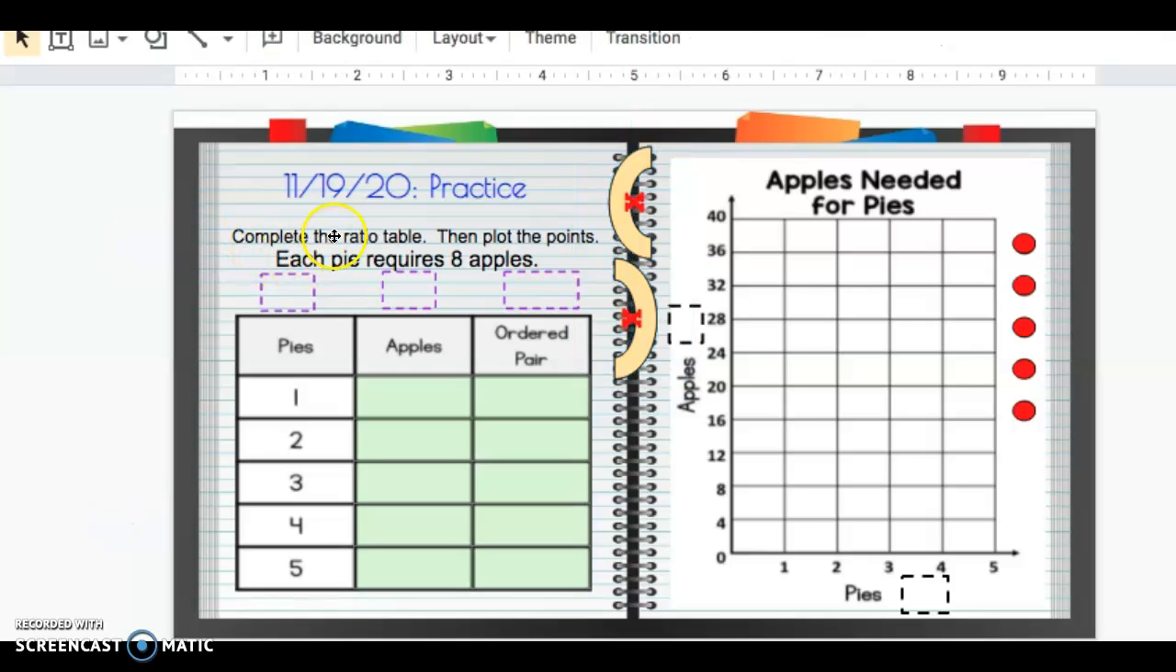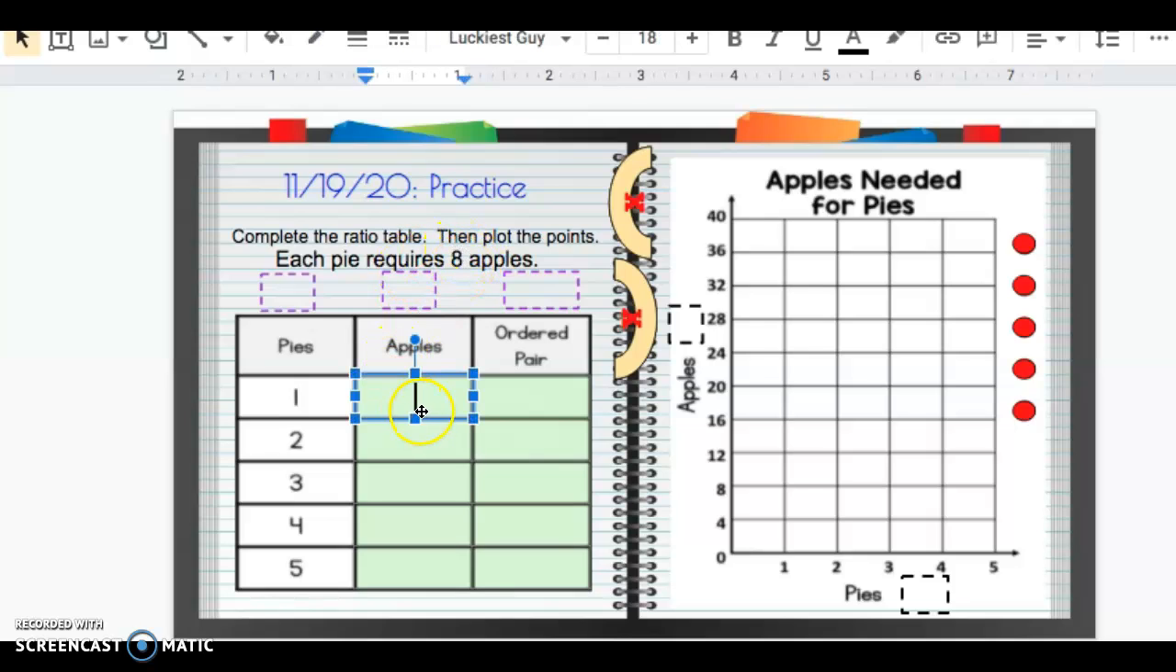Okay, so let's practice them. So we have to complete this table like we did in the first problem and then plot the points. So we have pies. For each pie there requires 8 apples. So 1 pie equals 8 apples.